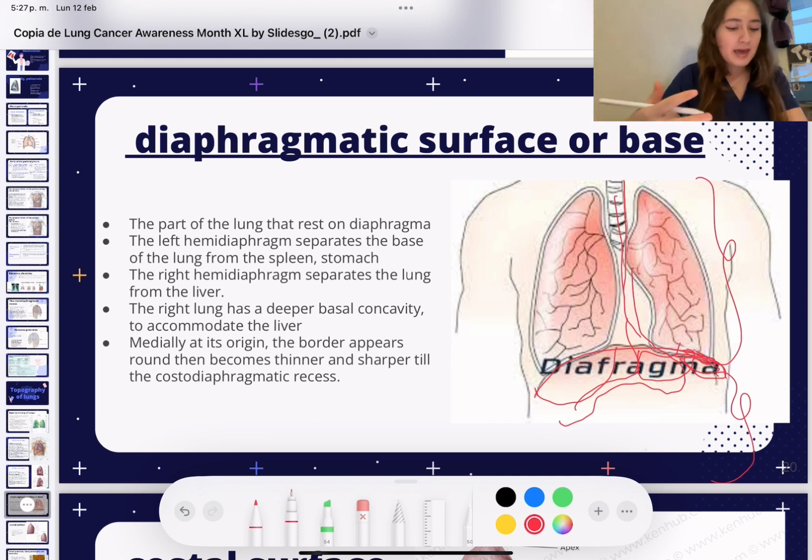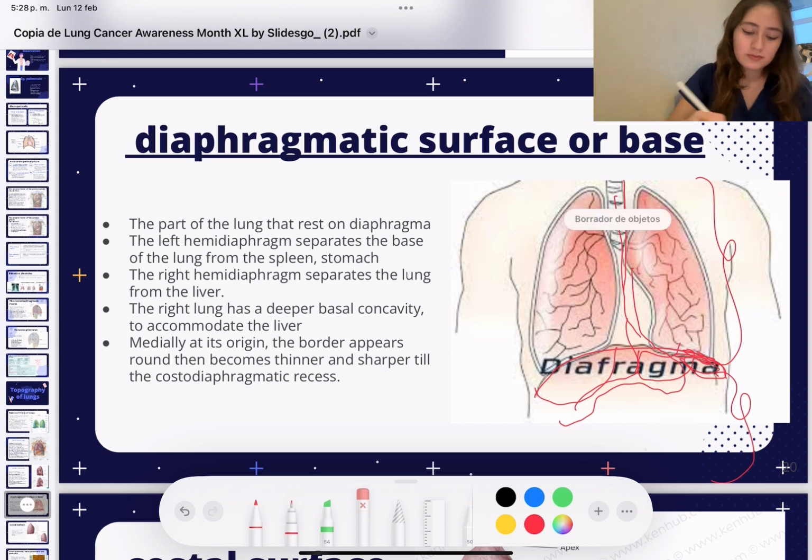The left hemidiaphragm separates the base of the lung from the spleen and stomach, and the right hemidiaphragm separates the lung from the liver. The right lung has a deeper basal concavity to accommodate the liver. Medially, at its origin, the borders appear round, then become thinner and sharper down to the costodiaphragmatic recess. So it goes like this and then sharper downward.